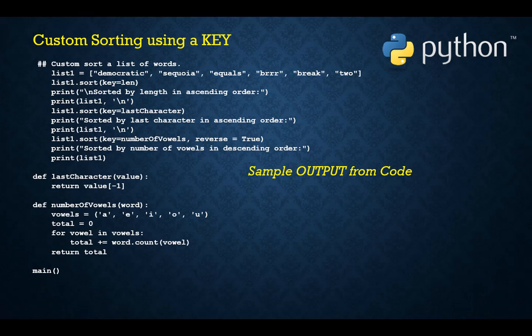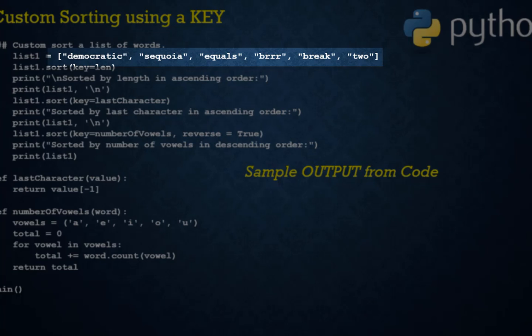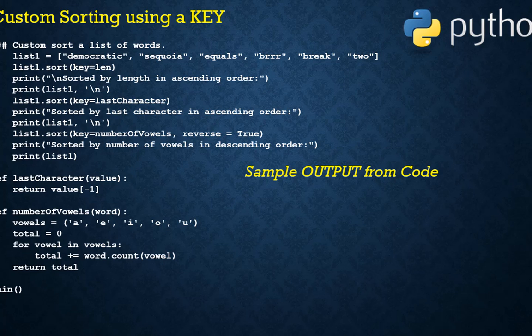The next topic to explore is sorting using a key. In this case, we're going to look at 3 different ways we might be interested in sorting that list of words. The first sort uses a key based on the length of each word element. Looking at these words, we can see that the shortest word is 2 and the longest word is democratic. So when the sort is completed, 2 should be first, followed by burr, then break, equals, sequoia, and democratic will be last.